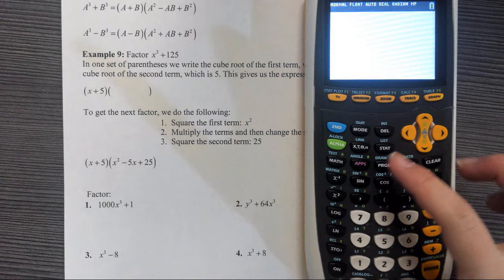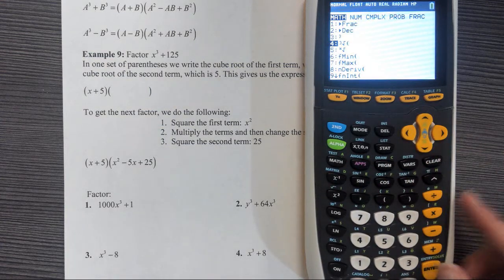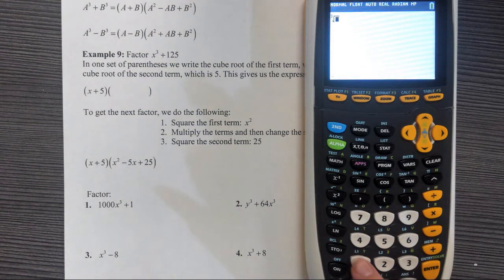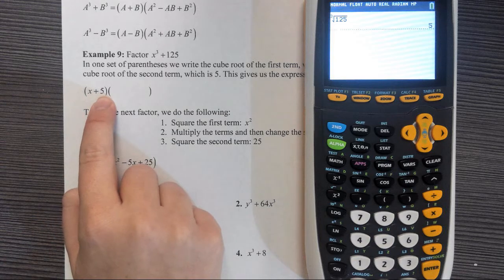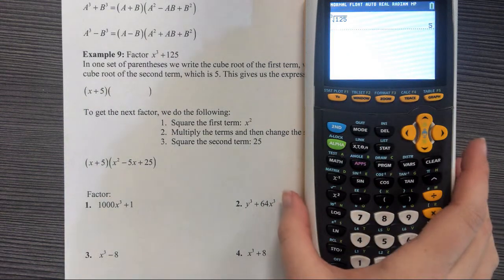You can go to math, and it's number 4. You can see the little cube root on the outside. So math number 4, and then I can type in 125, and that gives you my cube root of 5. Okay, so again, you don't have to memorize those. Your calculator will do it for you.